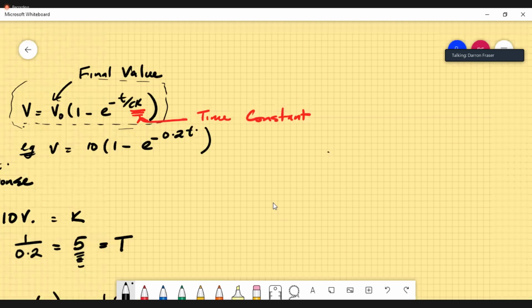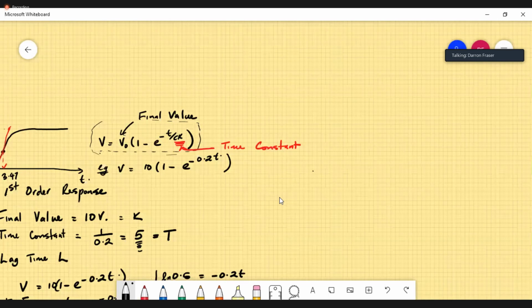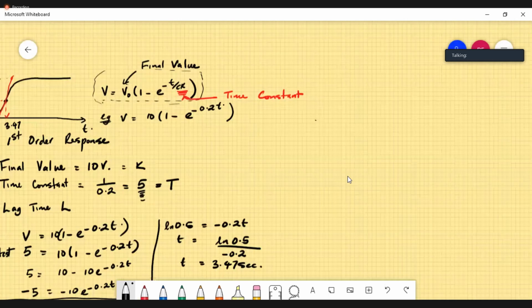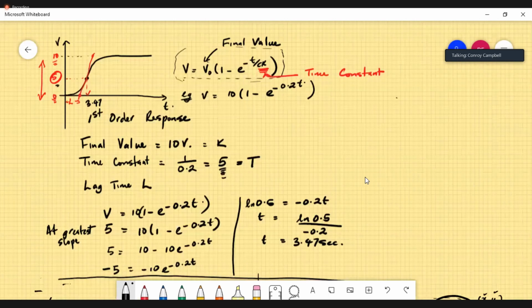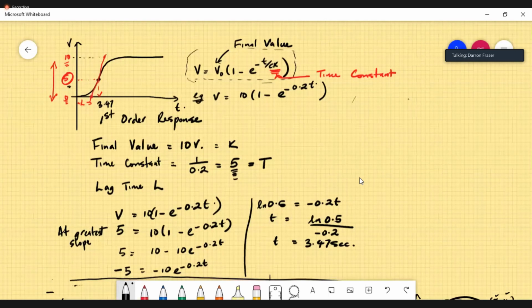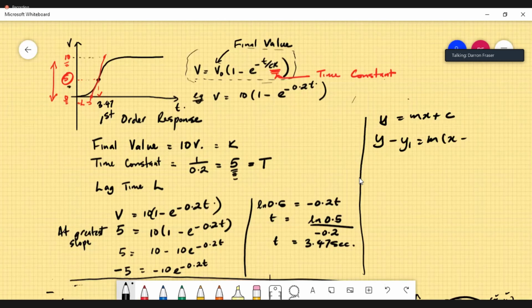We're going to say equation of a line. What is the equation of a line? What do you know the equation of a line to be? Mx plus c. All right, so y is equal to mx plus c. I would prefer to use y minus y1 is equal to m(x minus x1). That's one of the things that I'm teaching in a math class.